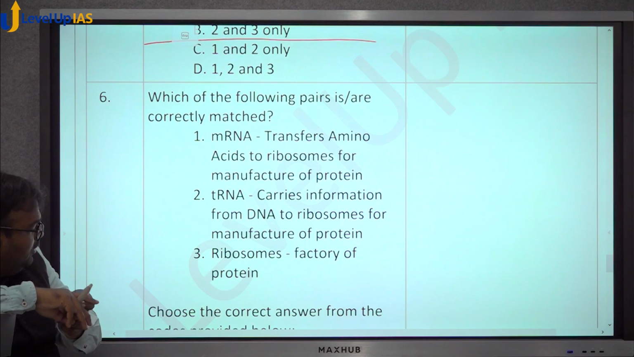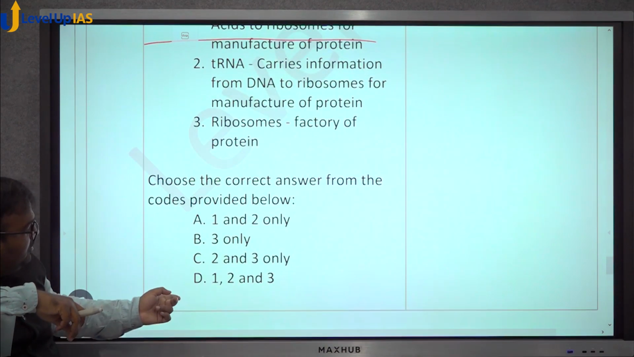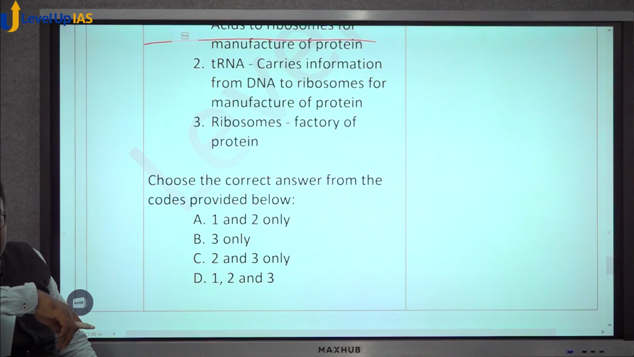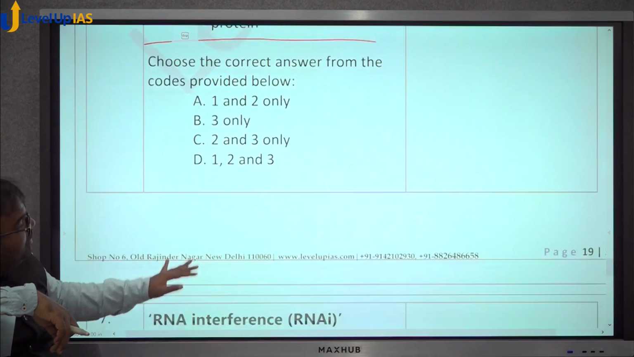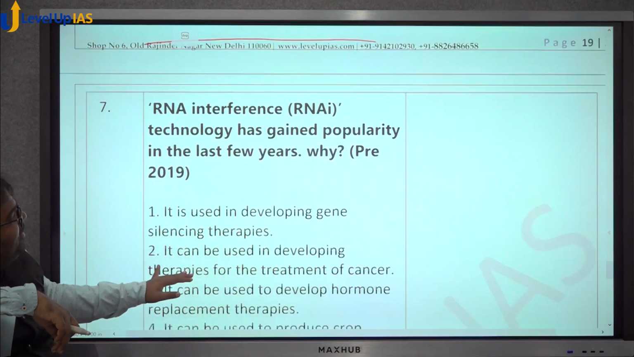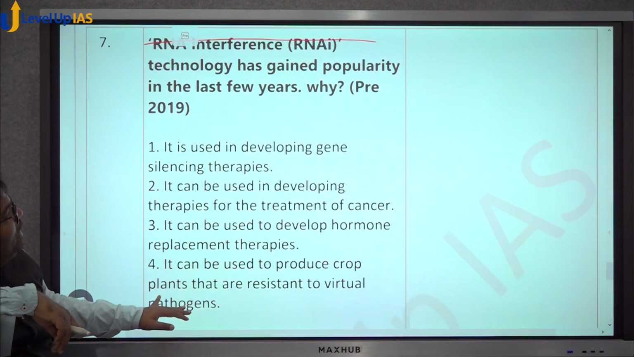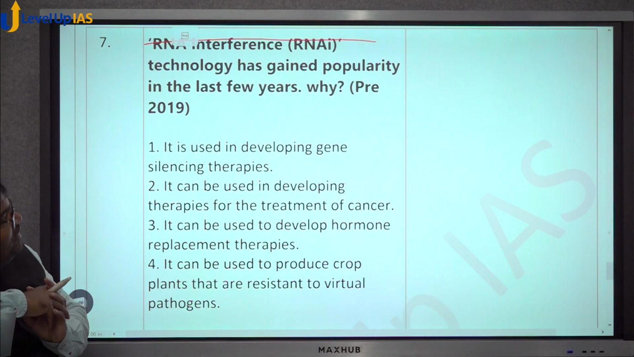3 is correct, right? So answer is 3. B, 3 only. Fine. Let's go to the next question. RNA interference technology has gained popularity in the last few years. Why?